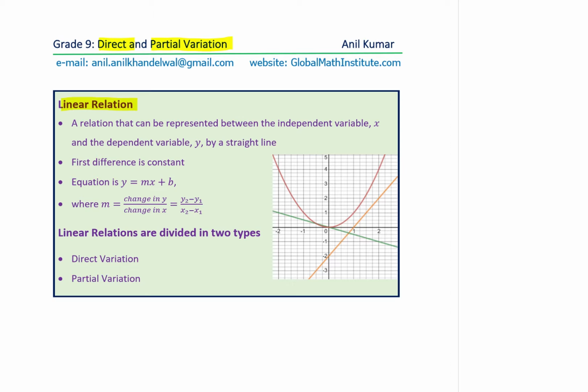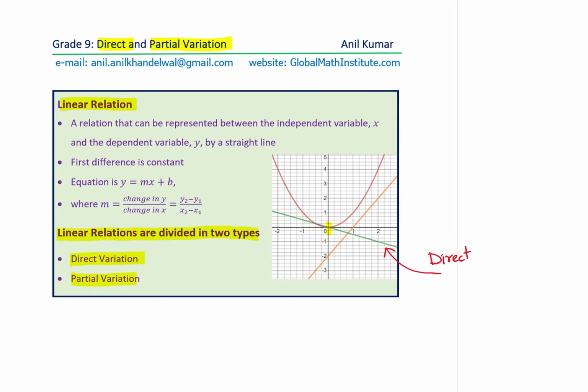It is important to note that linear relations can be divided into two categories. One is the direct variation, and the other one is the partial variation. Strictly speaking, when a graph goes through the origin, in that case, it is direct variation. So this graph, which is shown in green, represents direct variation. It will pass through origin.